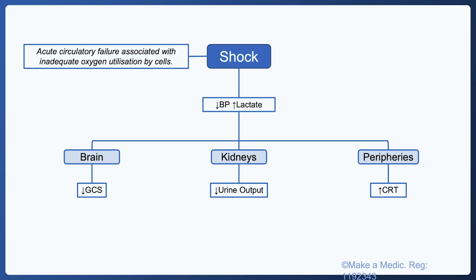The temperature of the peripheries may vary depending on the type of shock. For example, in hypovolemic shock, the peripheries will be cool to touch due to peripheral vasoconstriction, whereas in distributive shock, widespread vasodilation may mean that the peripheries are warm to touch.